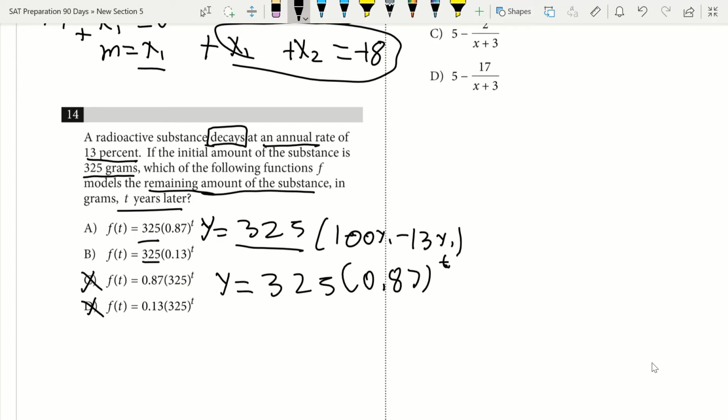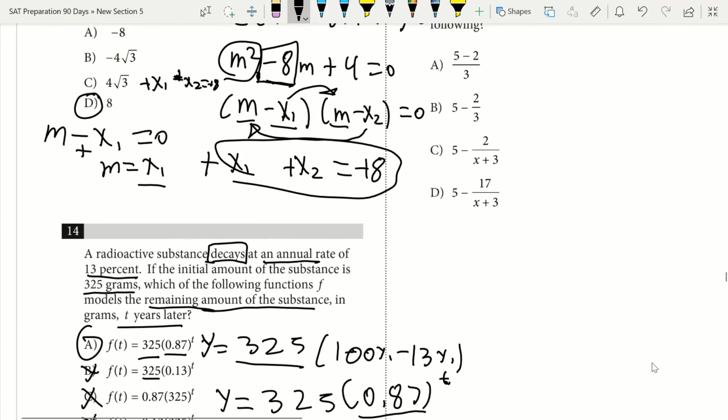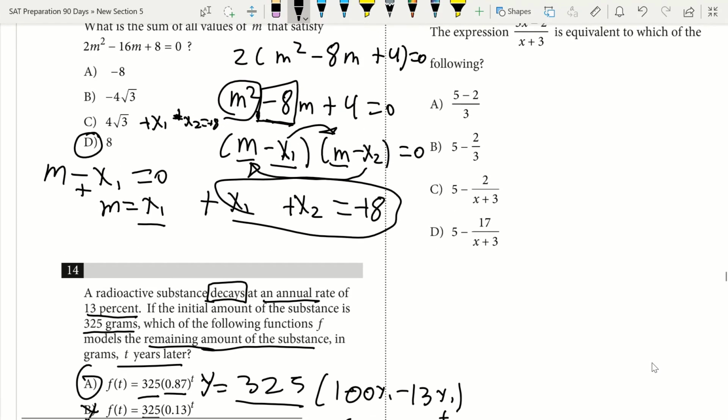So our answer there is going to be f of t equals 325 times 0.87 raised to the power of t, because we're decaying at an annual rate of 13% and we're asked for how much is remaining, right? If we were asked for how much is lost, then we wouldn't be using this 0.87. If we're asked for how much is remaining, we use this 0.87. So we do 100% minus the 13% we lose a year and raise it to the power of t. So our answer there is going to be A. You should already have the equation for this model in your notes, so this one's really just understanding that equation. So 14 there will be A.